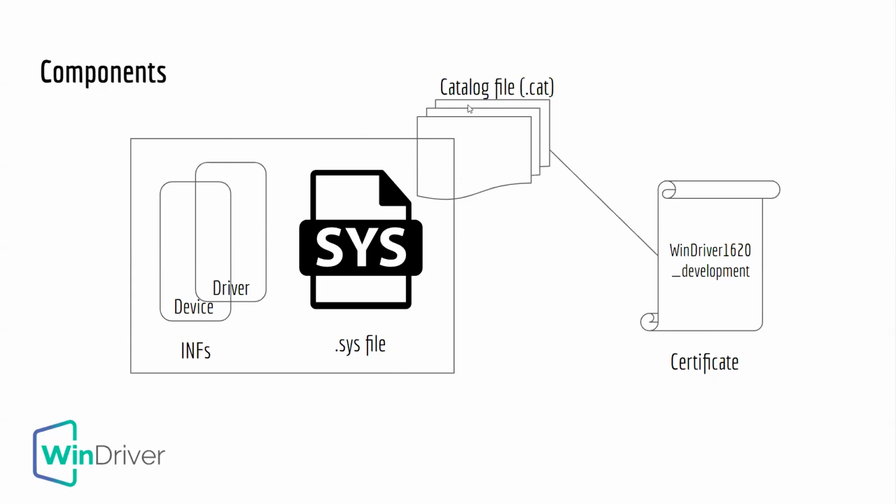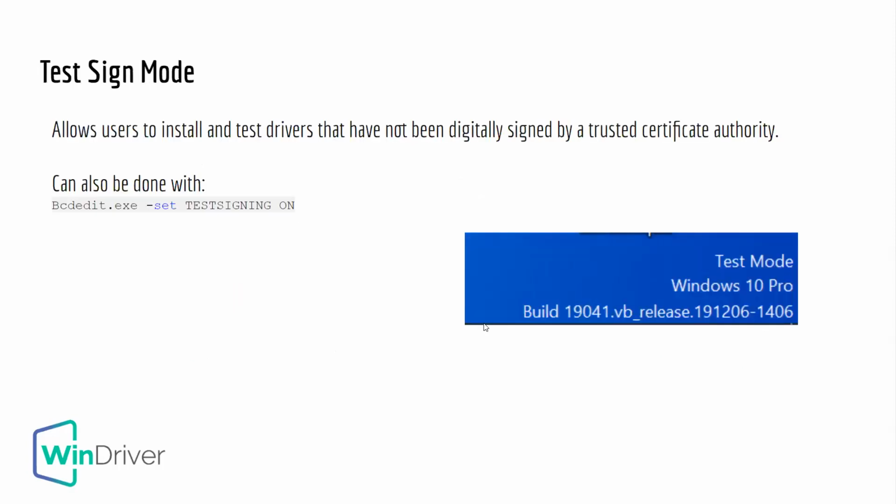And as you saw, you can see in each catalog file which INFs and system file it is related to, and which certificate it relies on. And as long as you have this certificate on your store, you are good. You won't need to create other certificates in order to run on this particular computer.